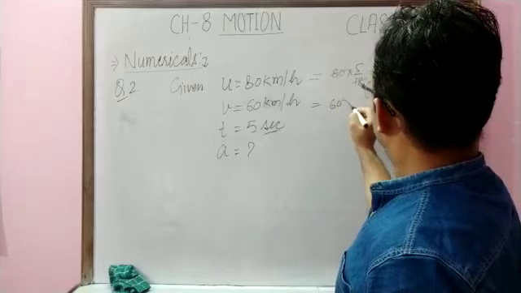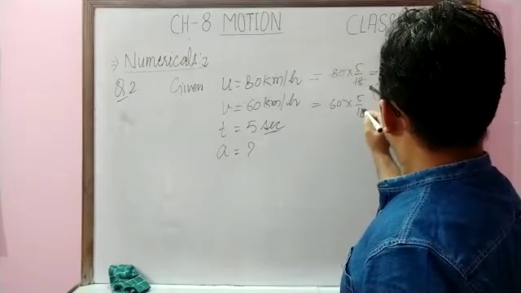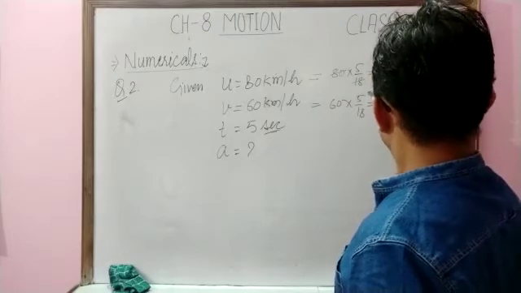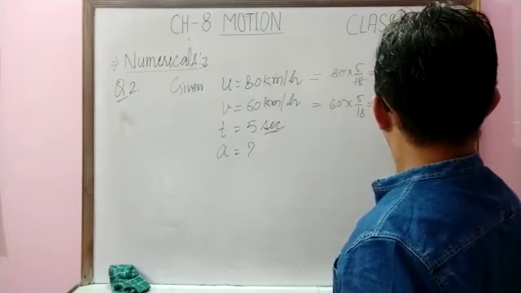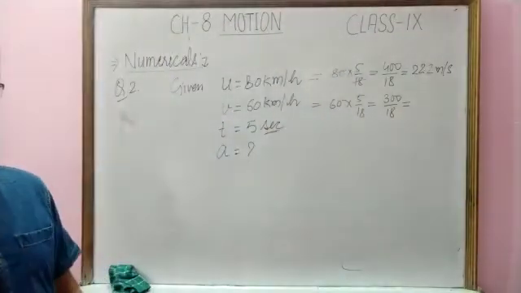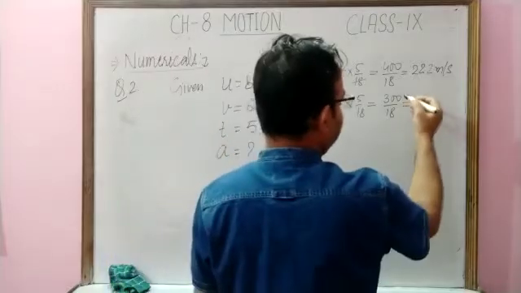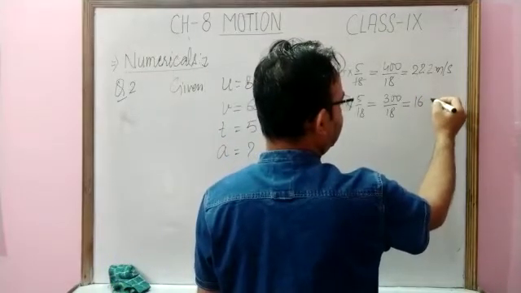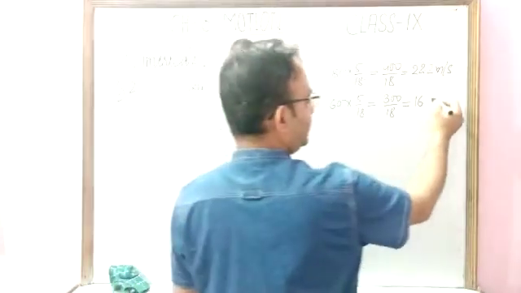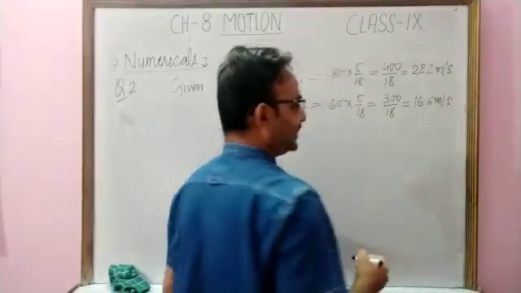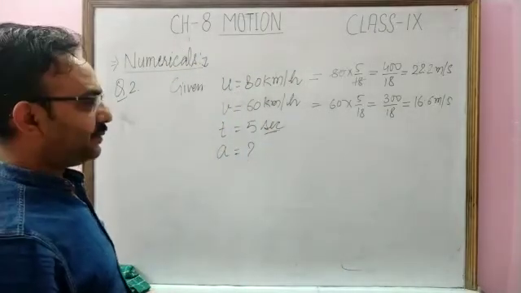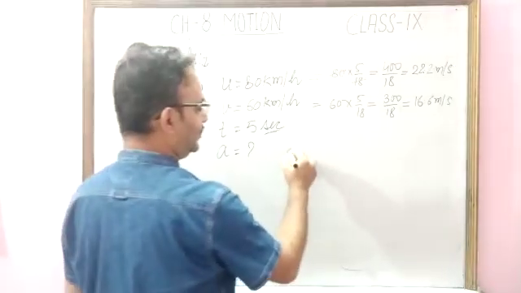Similarly, 60 into 5 by 18. Then you will obtain here how much? 16.6 meter per second. Clear?